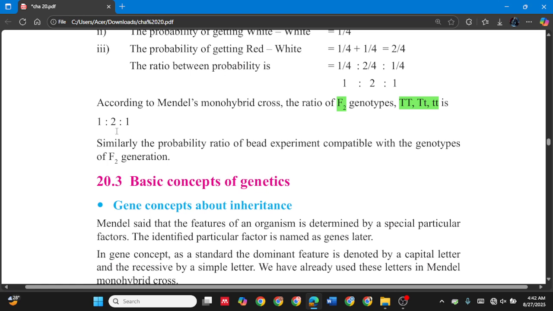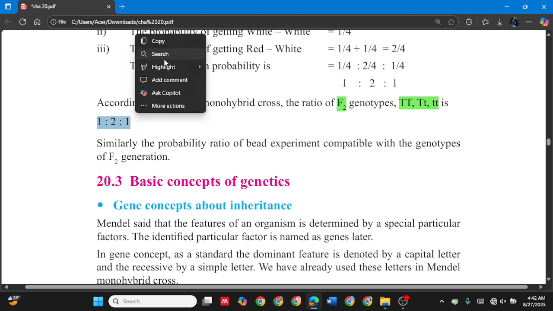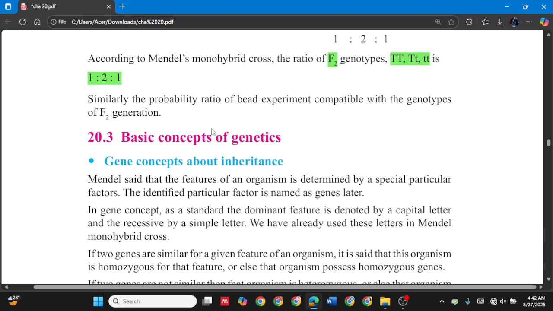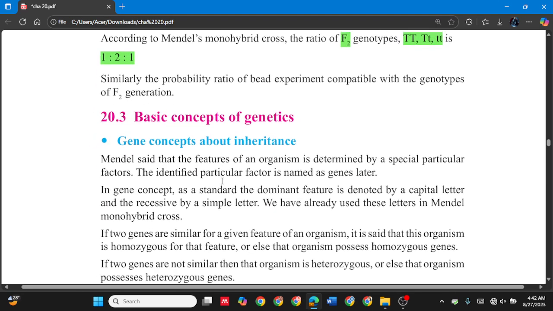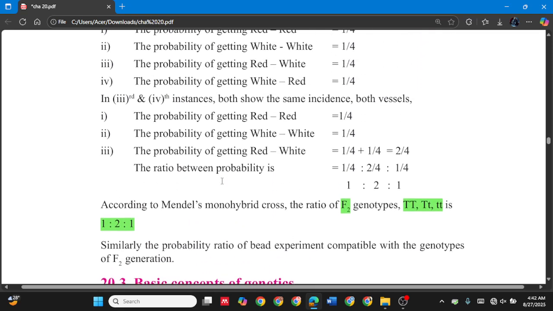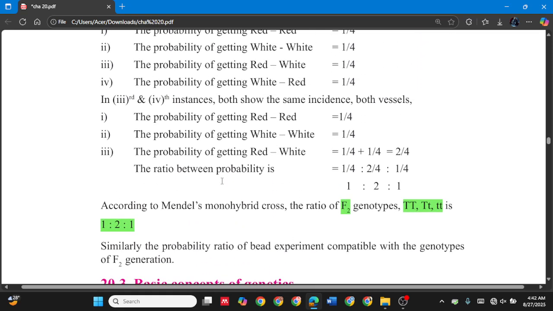Similarly, the probability ratio of experiments compatible with the genotype, if you did that experiment in real life, you get this 1:2:1. The first one is both capital T, the last one is both simple t, and the middle one, Tt, got the 2. Basic concepts of genetics, okay, we've done with that. What they ask you is, for the F2 generation, what is the ratio?